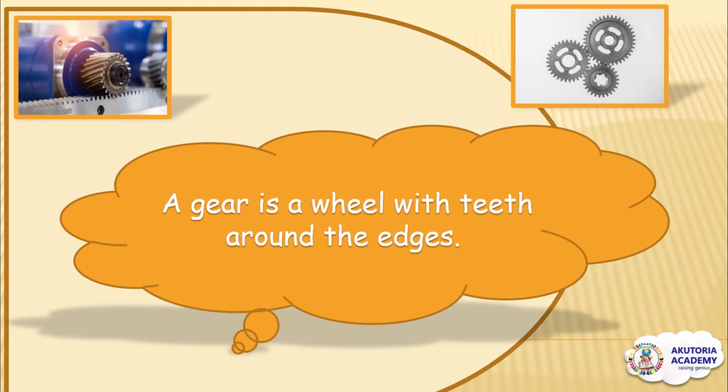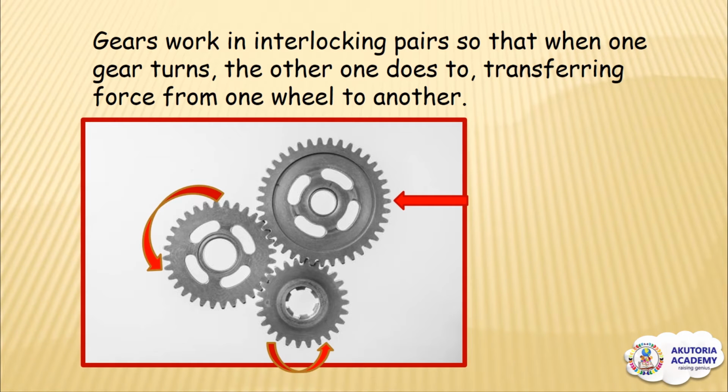A gear is a wheel with teeth around its edges. As we can see above, the two pictures above show a perfect example of gears. Gears work in interlocking pairs so that when one gear turns, the other one does the same, therefore transferring the same force or energy applied to one gear to as many gears as possible, as indicated by the arrows below.